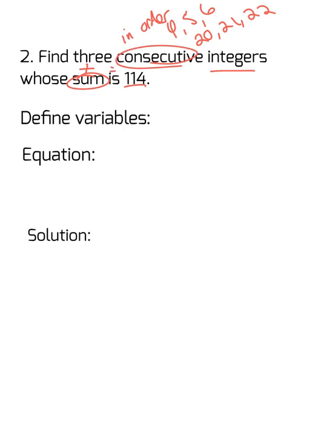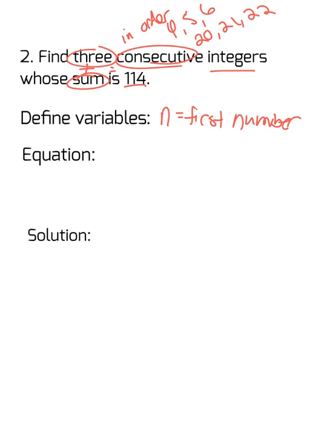First we're going to define our variables. Since we're just finding numbers or integers, I'm going to use n to stand for my first number. I know I need 3 numbers in order, but if I can find my first number, then I automatically will know my next 2 numbers. Because if I know my first number is 4, I know my next 2 numbers have to be 5 and 6, and so on.